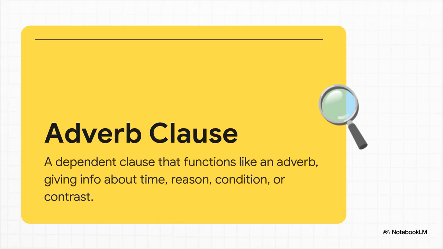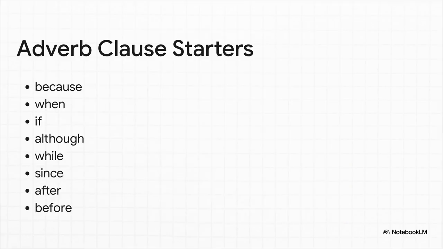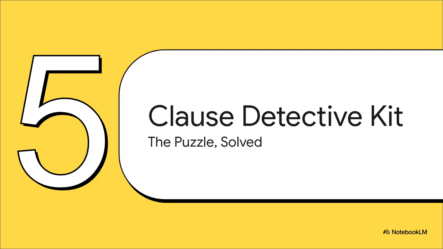And that function gives this clause its name. It's an adverb clause. Just like a single adverb can tweak a verb, an adverb clause does the same thing, but with way more detail. It gives us all that context about the reason, the time, the condition, the whole backstory of the main event. And you guessed it, just like our other clauses, these have their own set of signal words. Words like because, if, when, and although. These are your big clues. When you see one of these words connecting two ideas in a sentence, you're almost certainly looking at an adverb clause. And just like that, we did it.